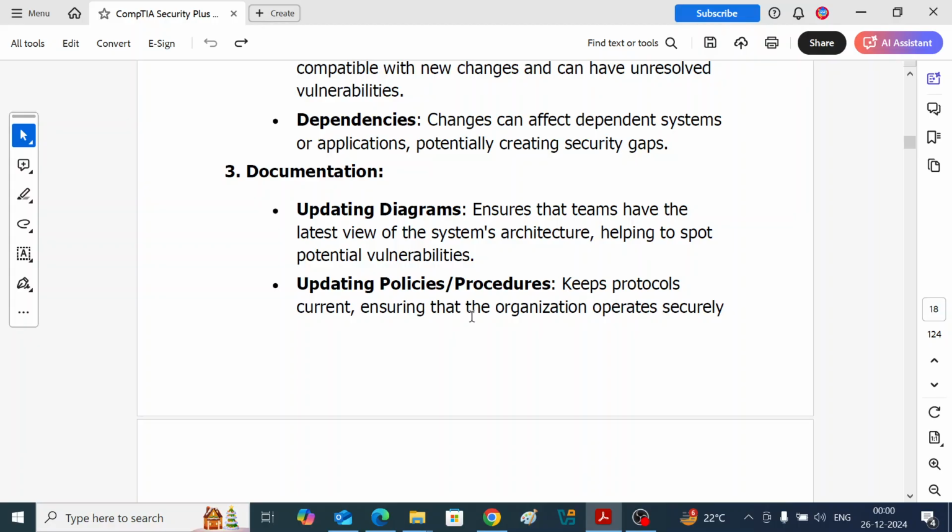Updating diagrams ensures that teams have the latest view of system architecture, helping to spot potential vulnerabilities. So system architecture, as you know, you can always Google and find what the architecture looks like. In simple language, for example, I have a computer, my computer is connected to the Wi-Fi. I'm the user, and I'm probably using cloud services, so it's also connected to the cloud. So it becomes an architecture.